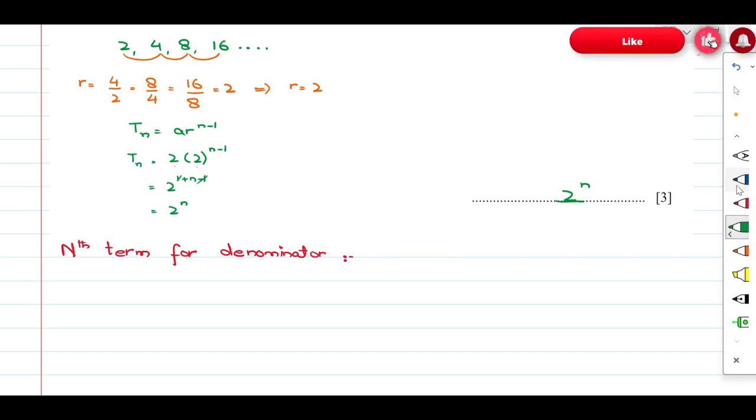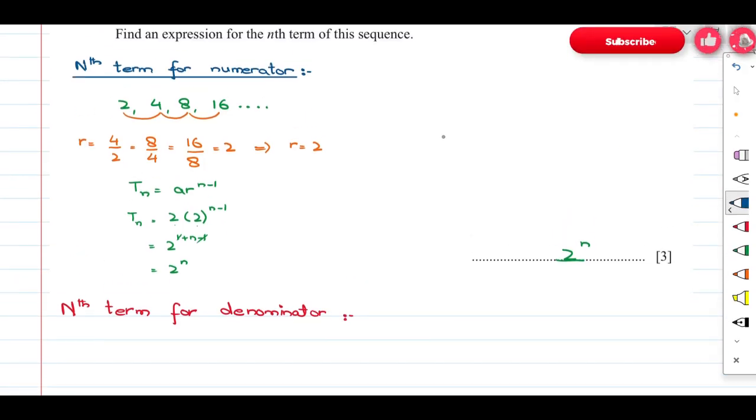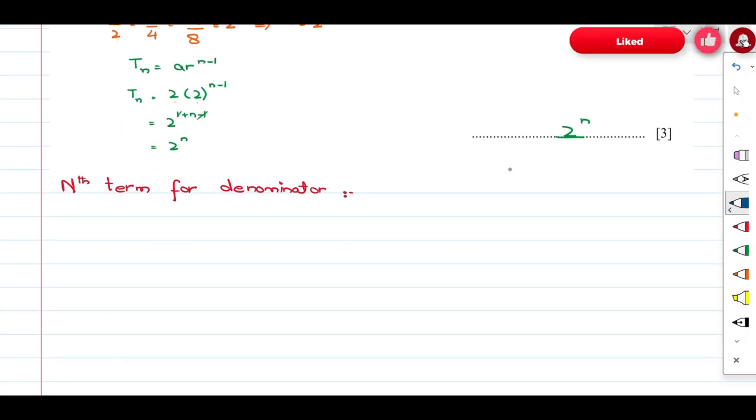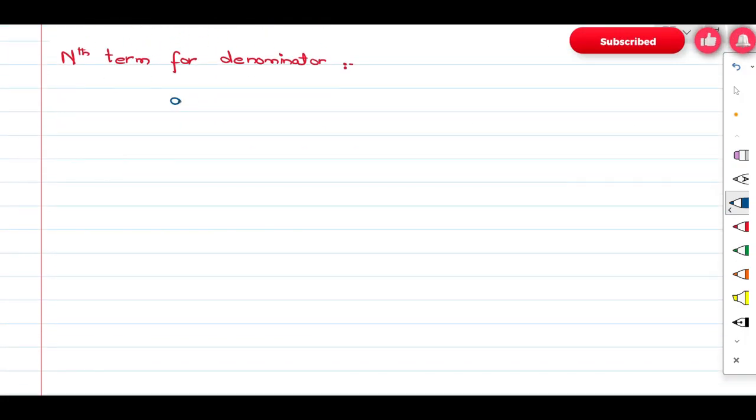Okay. All right. Now, the nth term for the denominator expression: 9, 16, 25, 36, and so on. This is the sequence for the denominator. Now let me figure out its common difference, the difference between 9 and 16, 16 and 25, 25 and 36.